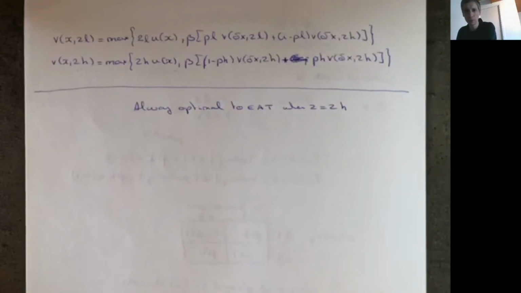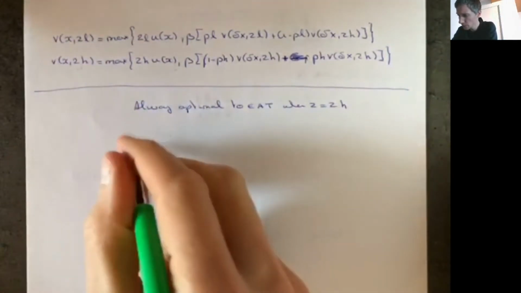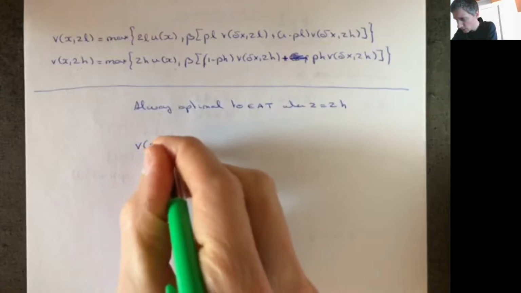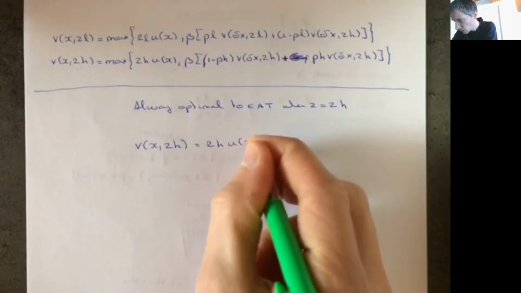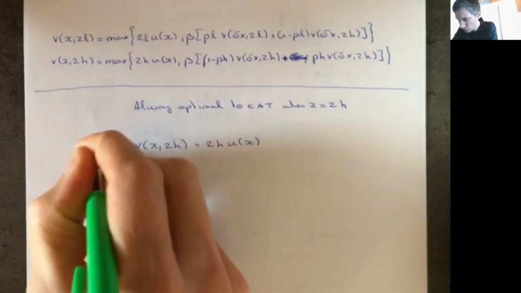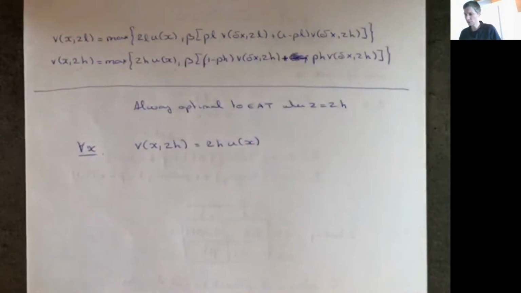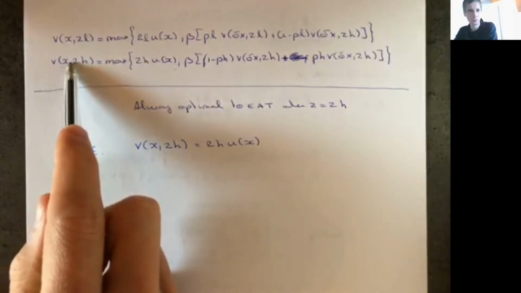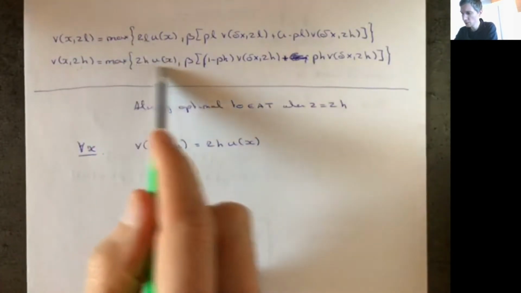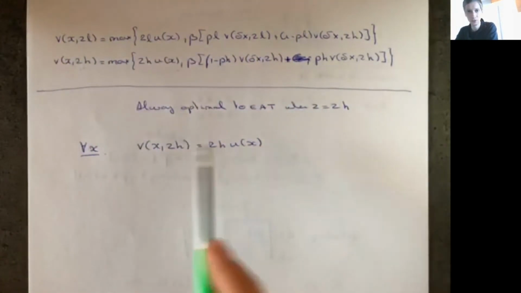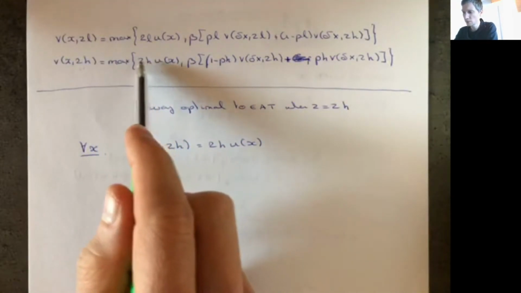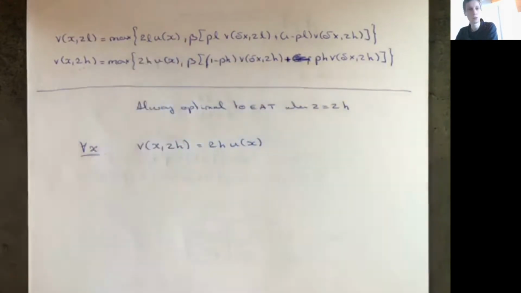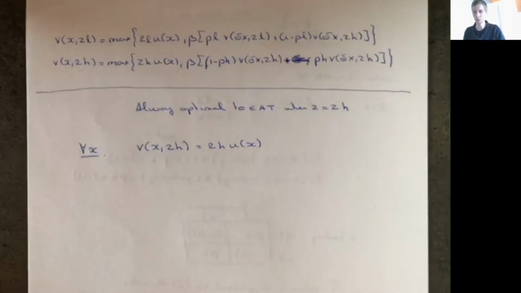So how are we going to do this? Well, we're going to show that V(x, ZH) is equal to ZH U of x, and we're going to show this for every x. So if V(x, ZH) is equal to this here, which is what's standing here, then because it's equal to the maximum, of course this will be greater or equal to this one, so we're going to eat when the state is ZH.